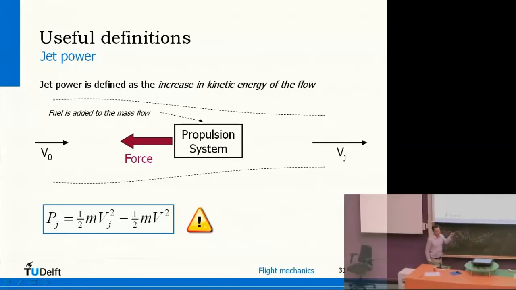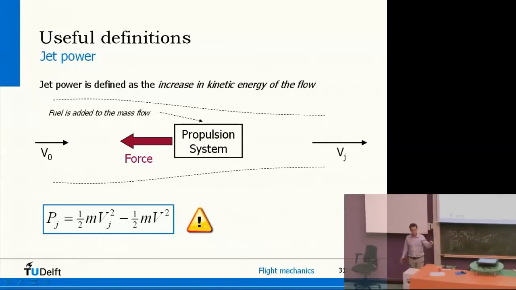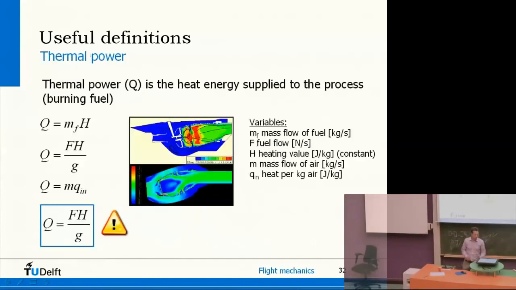Now, of course, I've talked about jet power, so energy left in the air. I've talked about power to go from A to B. That's the interesting part for the person flying it. But of course, this energy has to come from somewhere. And it comes, of course, from the fuel, from burning fuel. So the final power, the third one we can define, is called thermal power.